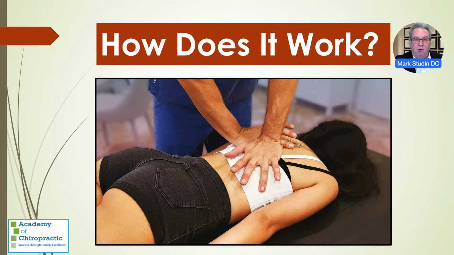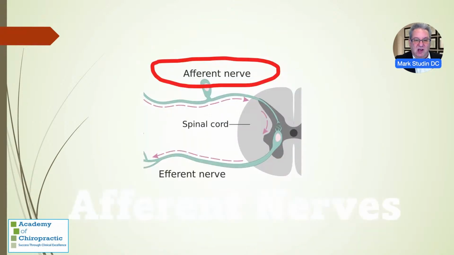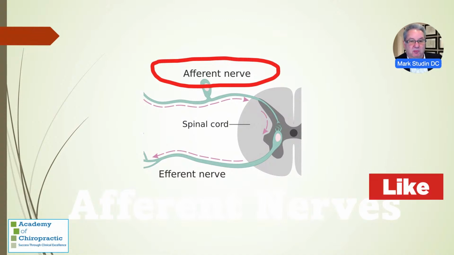When we look at how the chiropractic adjustment works, it's all about the afferents. Remember, there's afferent and efferent. Afferent is up, efferent is down. Excuse me, I got something stuck in my throat. Little sip of tea. So we're going to be talking a whole lot about afferents, and that's critically important.